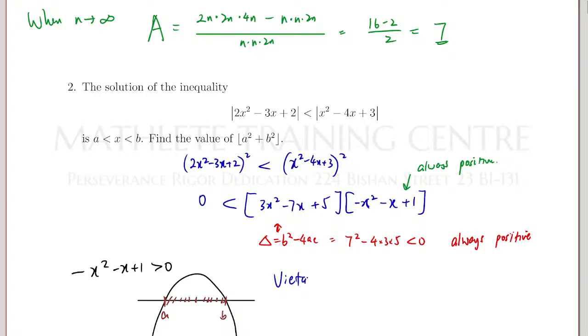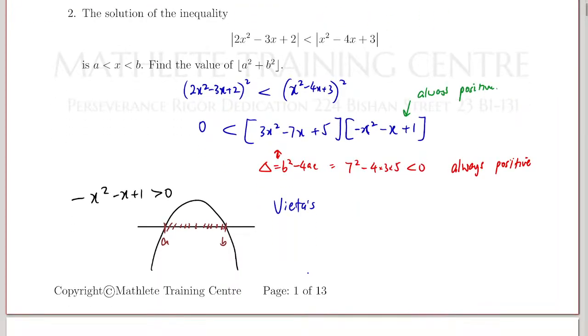So by Vieta's, we know that the value of A plus B is equal to the sum of roots, which is the negative of this guy divided by this guy. And A times B is the product of roots, which is this guy divided by this guy. So from here, we can figure out A squared plus B squared will be equal to A plus B squared minus 2AB. Oh, sorry, so this is 3. That is the final answer.